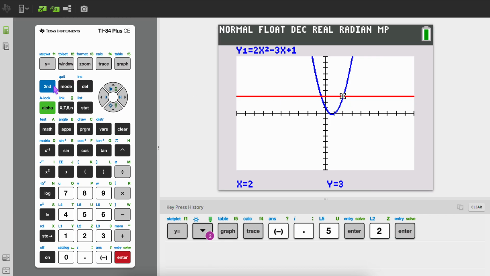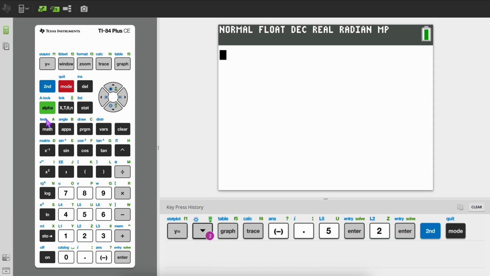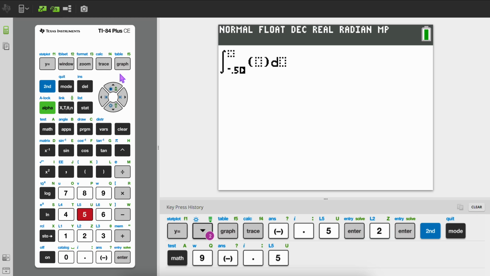So if I go back to my home screen, second quit here, I'm going to do Math 9 to pull up an integral. I'm not going to type the pi symbol in here. I'm going to put my lower bound of negative 0.5, my upper bound of 2, right? And I know that it's my radius squared. So in this case, for my graph, it's going to be top minus bottom to find that distance between the two. And I need to square all of that.